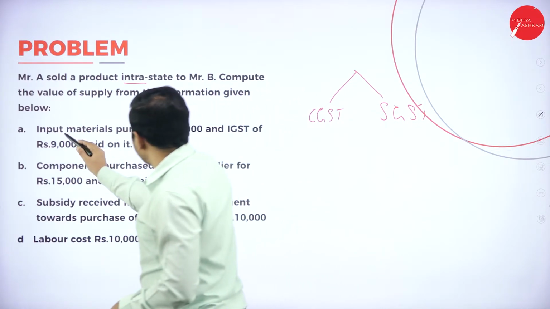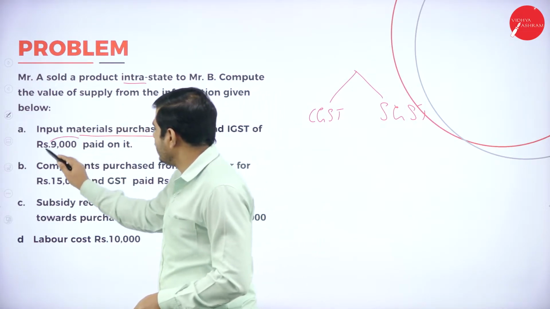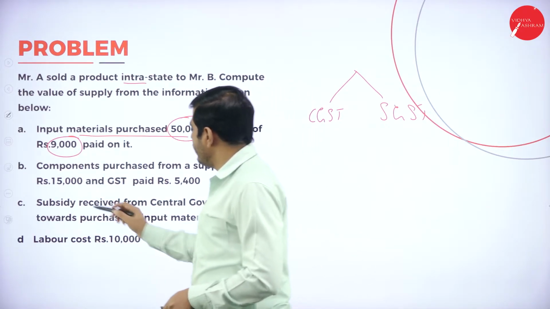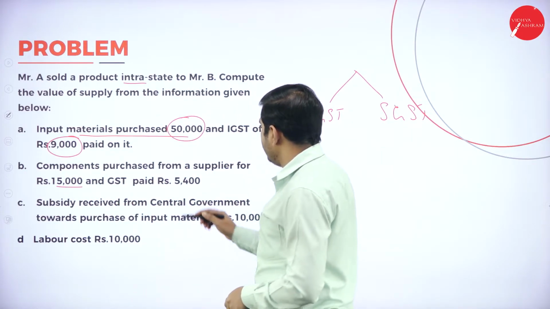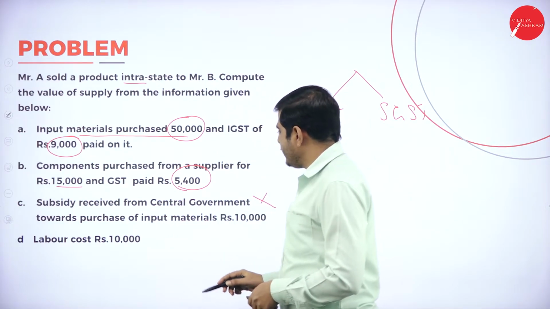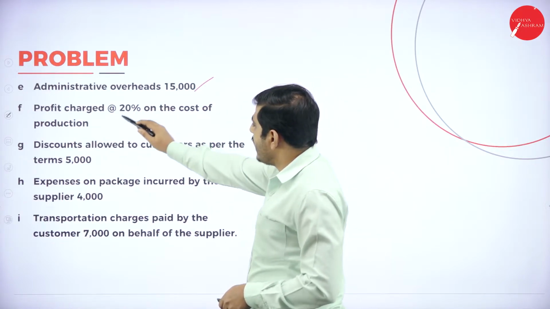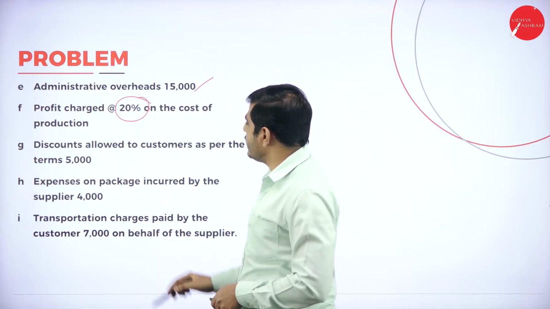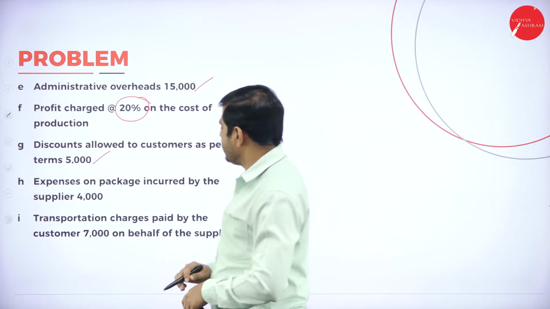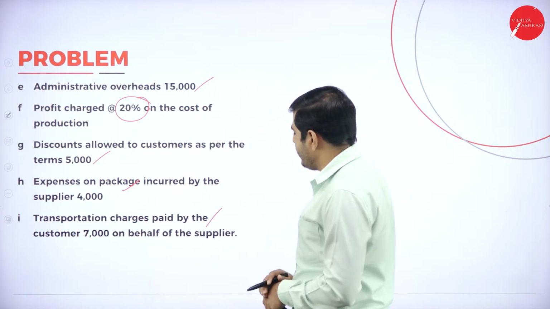Now, input of materials purchased 50,000 and IGST paid 9,000. Next one, components purchased from a supplier for 15,000 and the GST paid 5,400. Subsidy received from the central government, we should not take this. Next point, labor cost, we can add this. Next one, administrative overheads, we can add. Profit charge 20% on the cost of the production. Next one, discount allowed to customers as per the terms. Next point, expenses on package incurred by the supplier, we can add this. Transportation charges paid by the customers, we can add this.